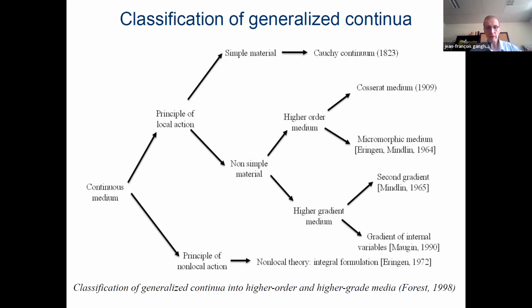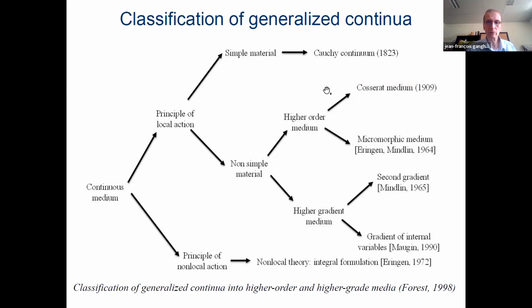So we start from field theory. So we have a medium that you describe by continuous theory. And then we have two branches. The first branch, on the top left, involves the principle of local action. So we end up with Cauchy continuum in which only the first displacement gradient is of importance. And then we can enrich this Cauchy continuum for so-called non-simple materials by considering two different strategies.